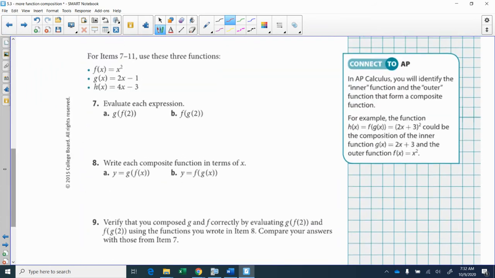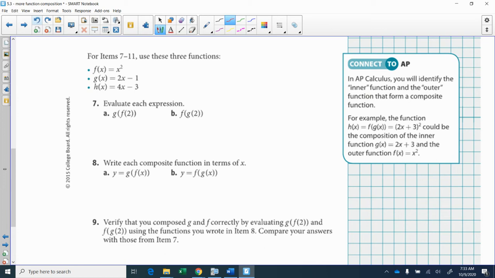So you notice at this point, problems 7 through 11, we have f of x equals x squared, g of x equals 2x minus 1, and then h of x equals 4x minus 3. Okay, all written at the top of the page up here. And we want to basically try to figure out, 1, what is an evaluating problem, and then 2, what is an actual true function composition? So let's talk about these.